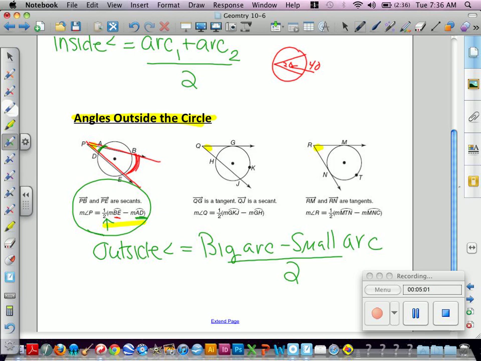So let's take a look here for just a minute. I'm going to draw a picture. All right, there's my outside angle. Here's my outside angle. This would be the big arc that's created. And then right here, see how this angle is cutting through the circle? This would be my small arc. If you're wondering what I'm talking about there. Okay, so now that we have our formulas, let's go ahead and take a look at our examples.